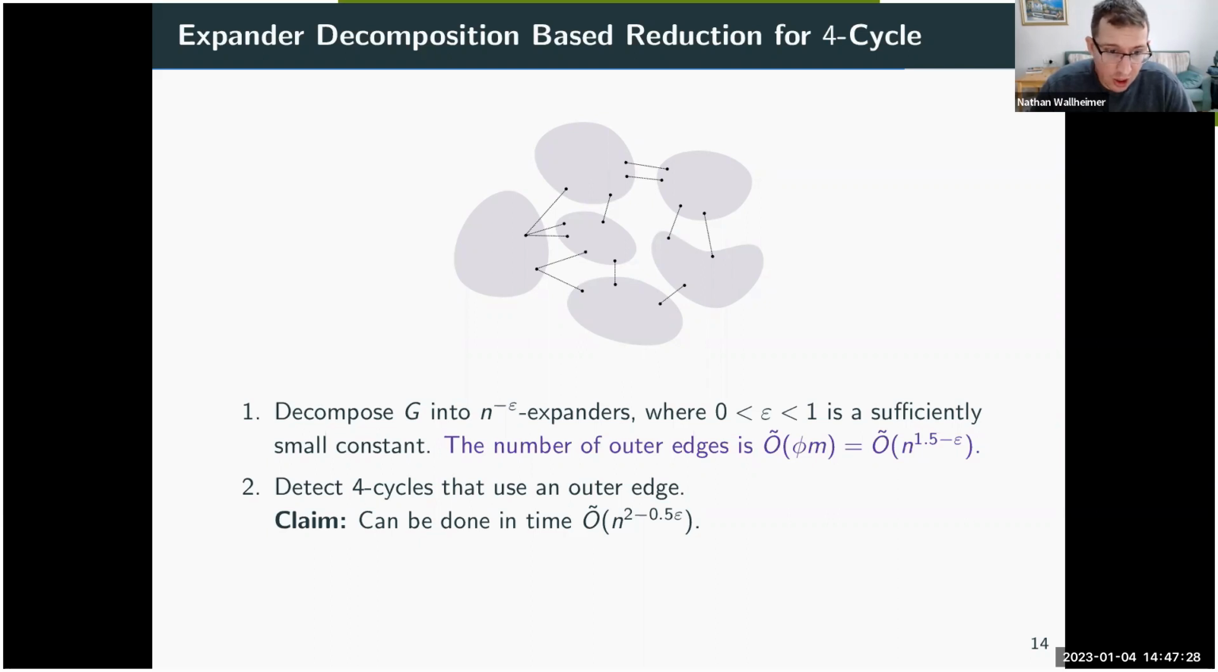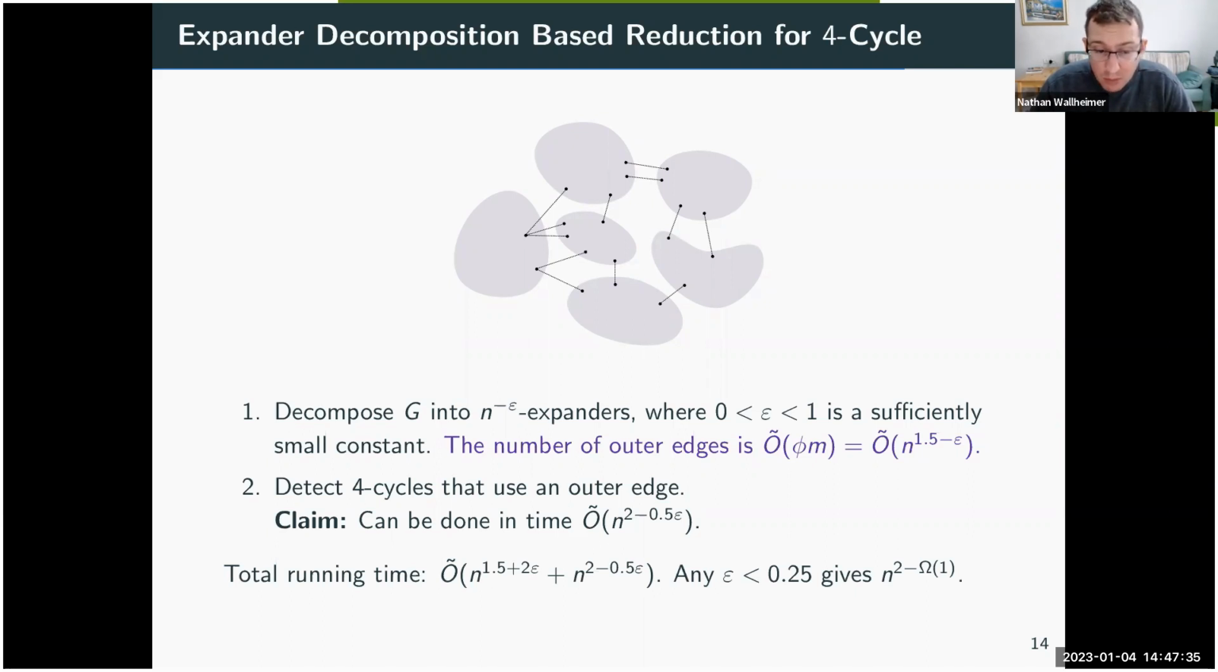So that's the whole reduction. The total running time is the time it takes to decompose the graph. That's the first term. And the time it takes to check if there is a 4-cycle that uses an outer edge. That's the second term. For any epsilon that is less than 0.25, we obtain a strongly subquadratic time.